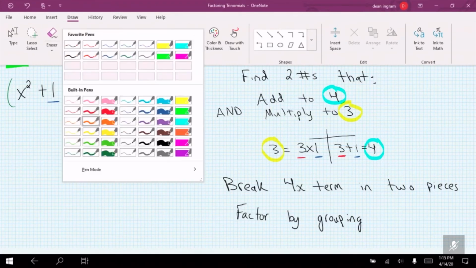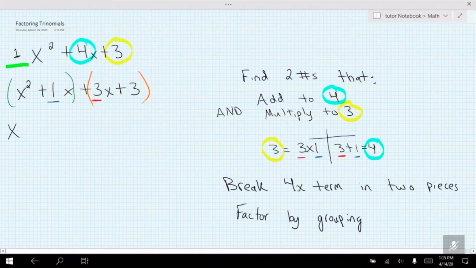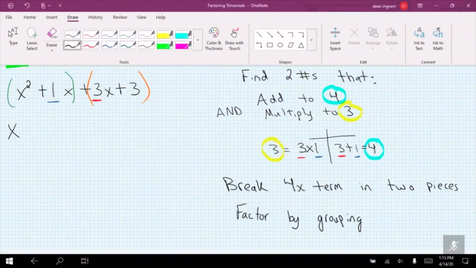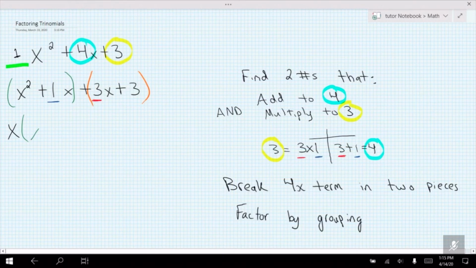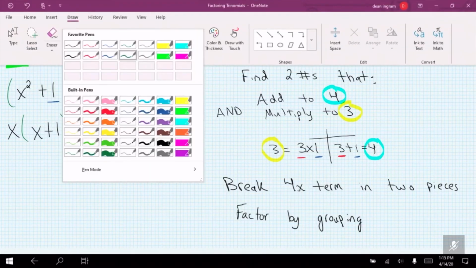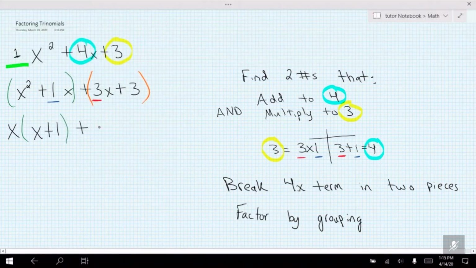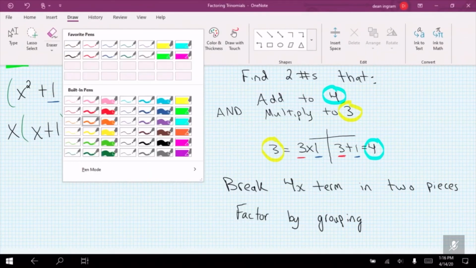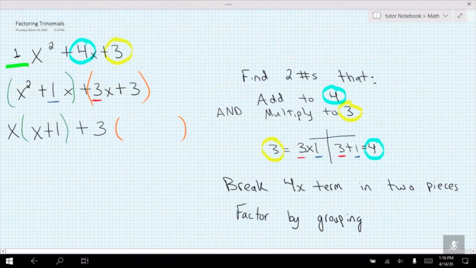So now we want to factor each of our groups individually. So we're going to take an x out of the green set of parentheses. And when we do that, it leaves us with x plus 1 inside the parentheses. We also want to factor the orange set of parentheses, and the common term in the orange set is going to be 3. So we're going to factor a 3 out of the orange set of parentheses, and when we do that, we're going to find that we also have x plus 1 left over inside the parentheses.